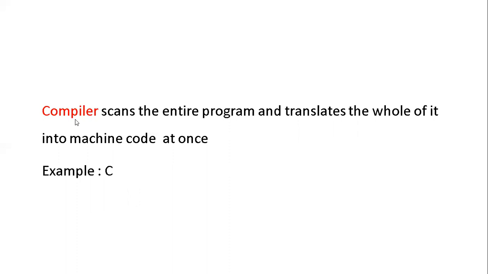But in the case of a compiler, the compiler scans the entire program and translates the whole of it into machine code at once. Here the compiler takes the entire program as the input, converts it into machine code, and the program starts to execute only after this conversion of the entire program. That machine code will be executed on the system. So here the translation happens at once. C is an example of a compiled language.